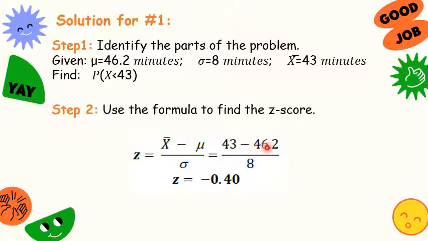So, 43 minus 46.2 divided by 8 equals negative 0.40. So, ang corresponding z-score ng 43 minutes ng ating sample mean ay negative 0.40 sa ating z-score.